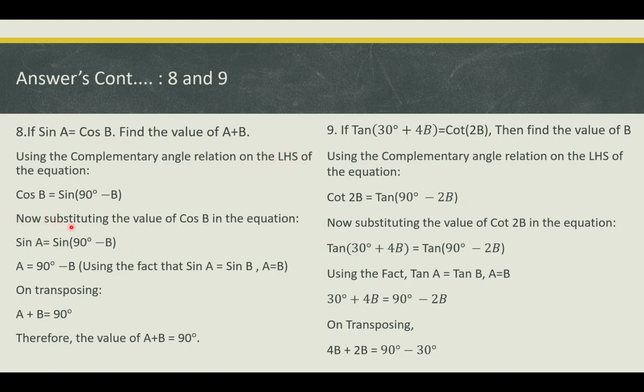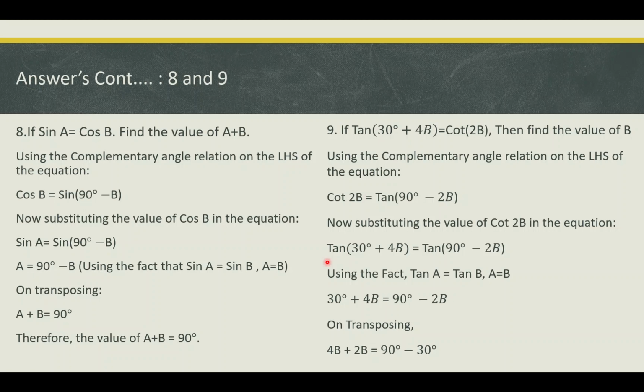So now, substituting the value of cos b, the equation becomes sin a is equal to sin(90 minus b). Now, using the fact that sin a is equal to sin b means a is equal to b, a is equal to 90 minus b, and transposing b to the LHS, it becomes a plus b is equal to 90 degrees. Therefore, the value of a plus b is 90 degrees.